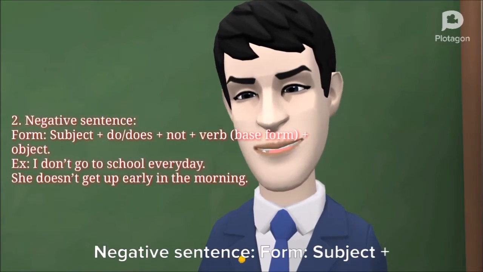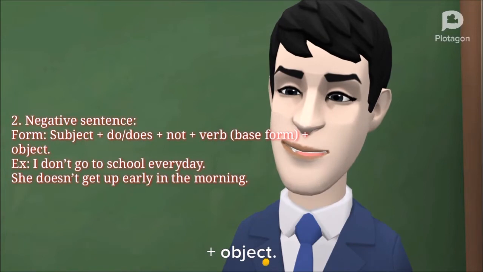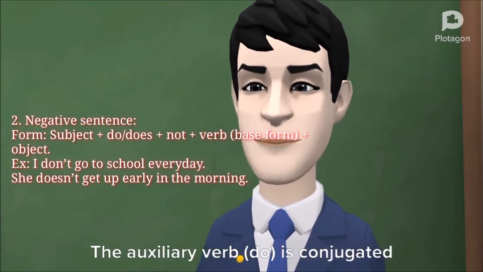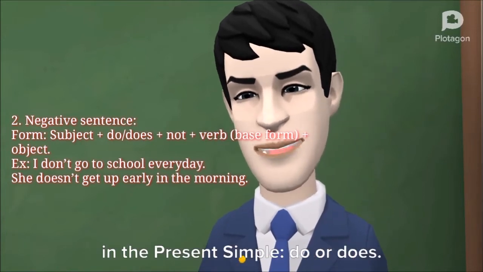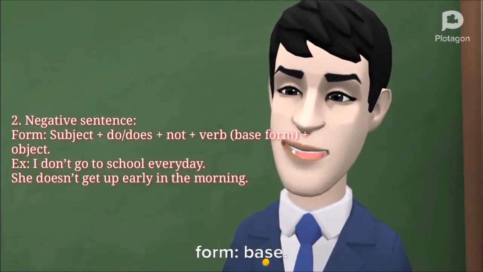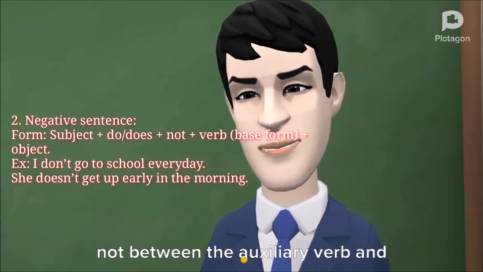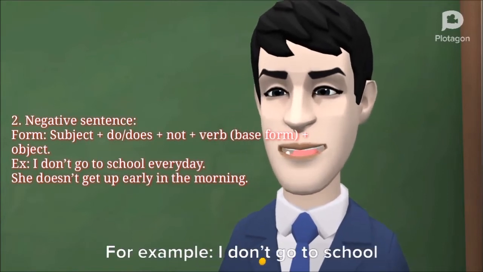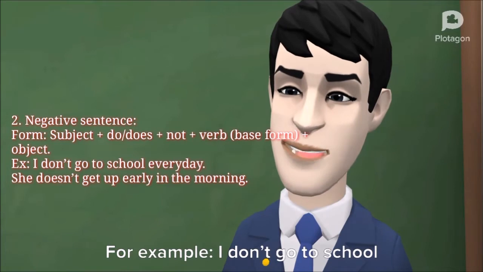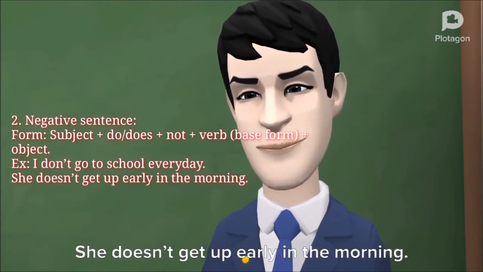2. Negative sentence. Form: subject plus do or does plus not plus verb, base form, plus object. The auxiliary verb do is conjugated in the present simple, do or does. The main verb is invariable in base form. For negative sentences, we insert not between the auxiliary verb and the main verb. For example, I don't go to school every day. She doesn't get up early in the morning.